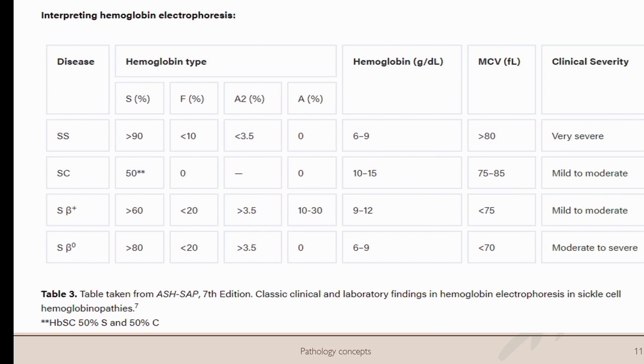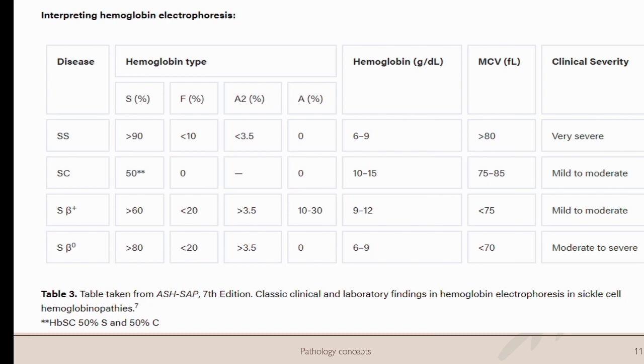Severe anemia is seen in HbSS and HbS beta 0 thalassemia. Mild to moderate anemia is seen in HbSC and HbS beta plus thalassemia. Normocytic normochromic anemia is seen in HbSS, and in the others we can see microcytic hypochromic anemia.